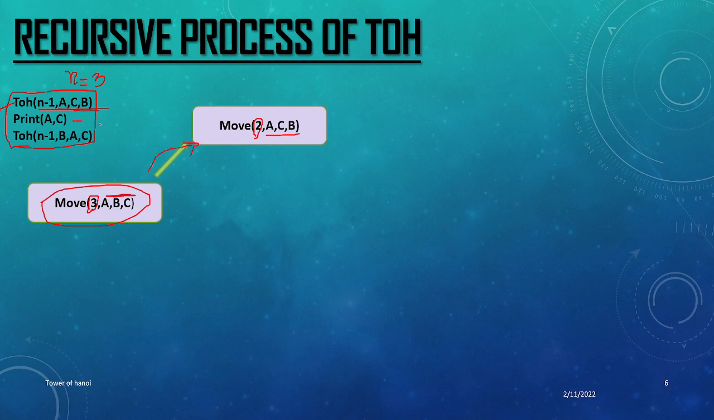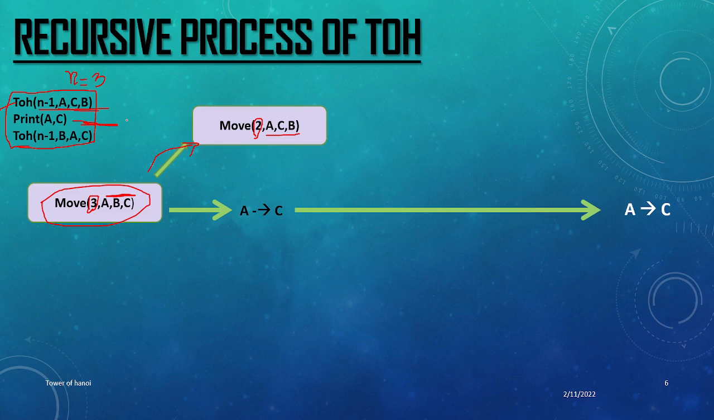In the second line, it will print A to C. So A to C is printed. And for the third line, it will perform n minus 1. So n minus 1 is 2, 3 minus 1 equals 2. And ABC will be BAC. So this is the first recursive process of Tower of Hanoi.